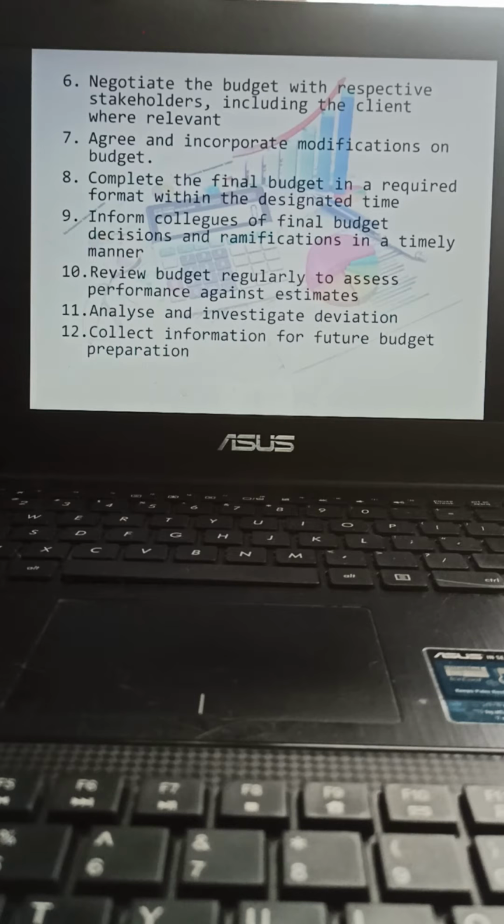Format in the required format within the designated time, meaning you have to complete the final budget in your Gantt chart. Inform colleagues of the final budget. Also review the budget regularly, so if there are any changes, you all must be notified. Collect information for future budget preparation. Analyze and investigate deviation. So these are the processes that you need to go through. It doesn't have to go through one by one like this, but if you follow what they have, you have at least the essence of how to prepare a budget.